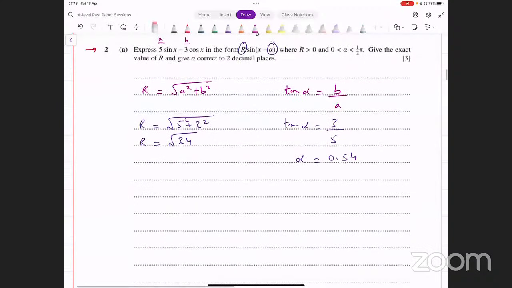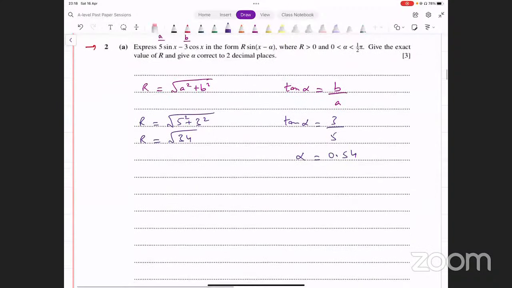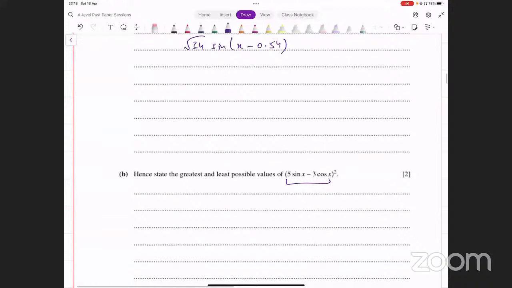अच्छा, ऊपर हमने आर की वैल्यू निकाल ली थी, अल्फा की वैल्यू निकाल ली थी, तो वो फॉर्म क्या बनी आपके पास, यहाँ पे लिख लेते हैं। इवेंचुअली जो फॉर्म हमारे पास बनी, that's going to be square root of 34, that's R, into sine (x minus alpha). Alpha is 0.54. This is the form that you're getting. So now this thing that you've got here inside the bracket, inside the square, that can be written as (square root of 34 sine (x minus 0.54)) whole square.